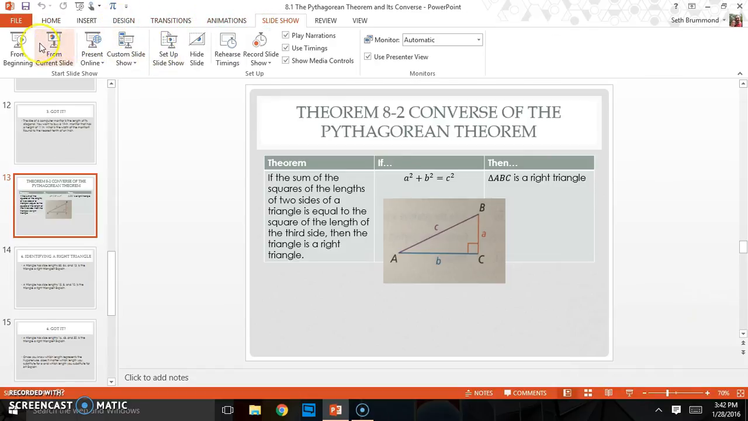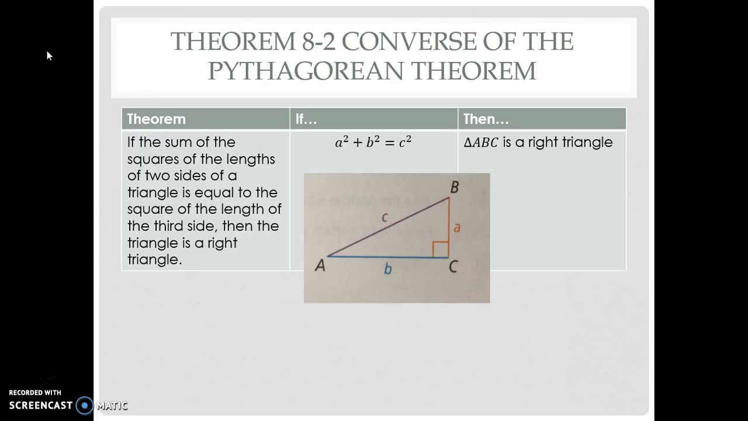Slideshow present from right now. There we go. All right, let's go. Here we have your converse, and basically what the converse does, if you remember, is it just flips it around. So instead of having a squared plus b squared equals c squared first, we have ABC is a right triangle. Basically, if you're given the side lengths and it works out with that formula, then it's a right triangle.